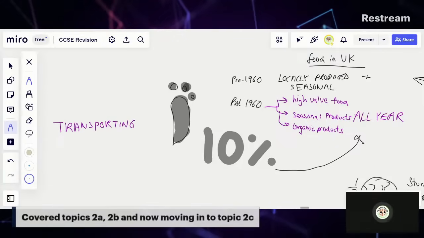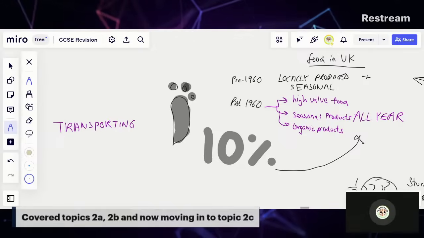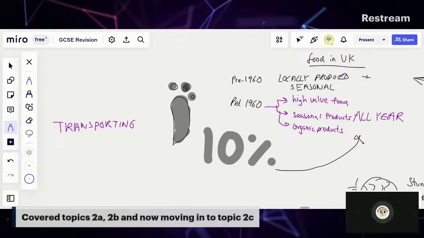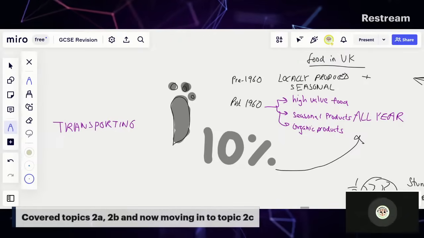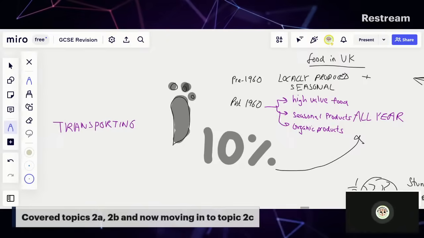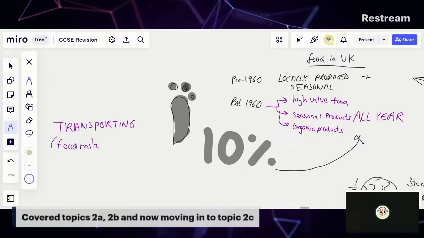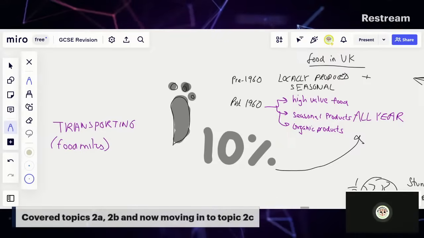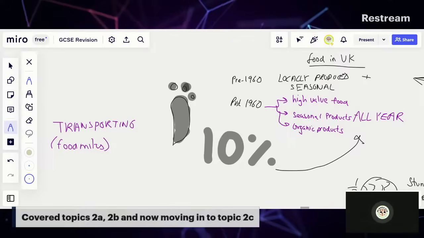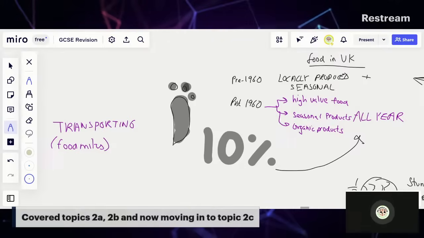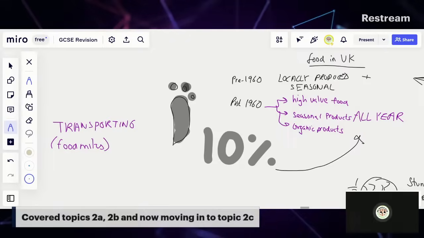Now, since most of our food comes from abroad and is imported into the UK, this means that the greater the distance, the more the carbon footprint is. And the distance is actually called food miles, because it's the distance that the food has to travel before reaching your plate. And the greater it is, so the further countries it comes from, the worse impact it has and the bigger the carbon dioxide produced and the bigger the carbon footprint.